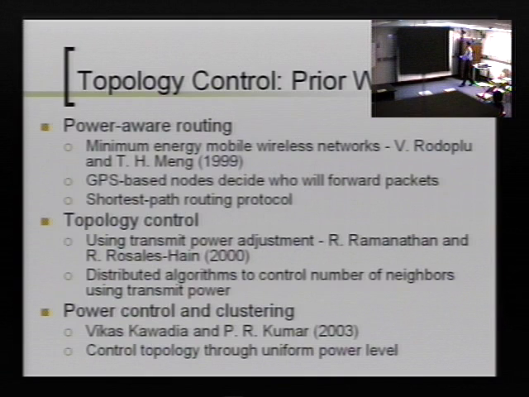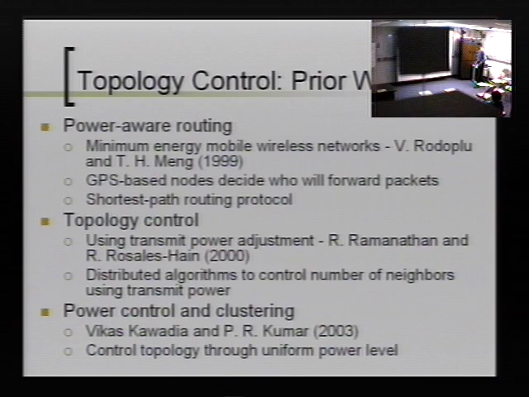So just to give an idea of the other work that has been going on in this area, there has been work in the field of power-aware routing. One of the first works to come out was by Raju and Meng in 1999. There the idea is they developed a mathematical model for forming the topology, to decide which nodes will forward your data. In order to do this, they used GPS receivers so that the location of neighbors was known. The next work was by Ramanathan and Rosales in 2000. There the idea was to develop distributed algorithms using transmit power control, but to keep the number of neighbors between certain limits, not too high or not too low.